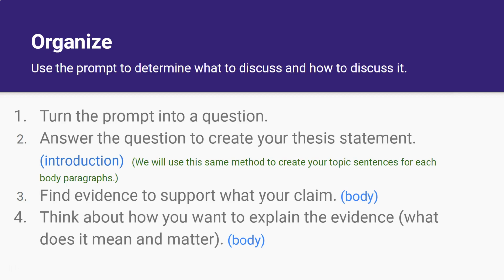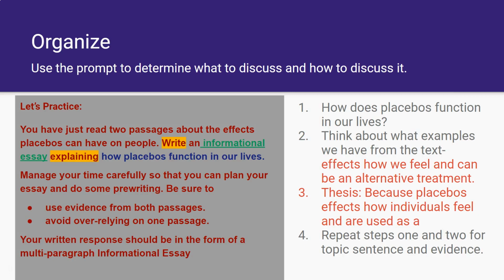All right, so now after you've pulled apart your prompt and you have an idea of what you're going to write about, you're going to organize it. How do we organize it? You're going to turn that prompt into a question, and then you're going to answer that question to create your thesis statement. Your thesis statement will go into your introduction, and then you're going to find evidence that is going to support your thesis statement, your claim. We're going to put that with the body, and then you're going to think about how you want to explain your evidence. What does it mean? What does it matter? You're also going to think about how you want to structure your essay. Okay? All right. Let's practice a little bit.